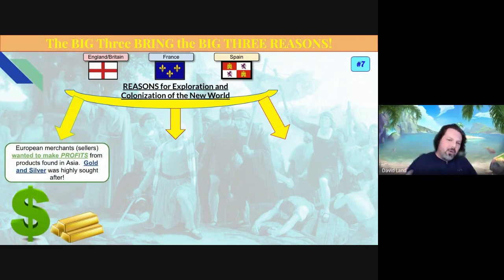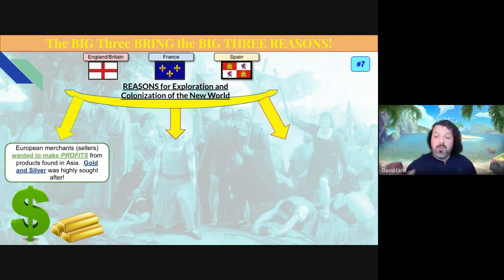Now, there are 3 arrows for 3 big reasons that we're going to go over in class. First reason here, European merchants wanted to make profits from the products that they found in Asia. So this led them to search for more riches, particularly the metals gold and silver, because those were your hardcore riches.